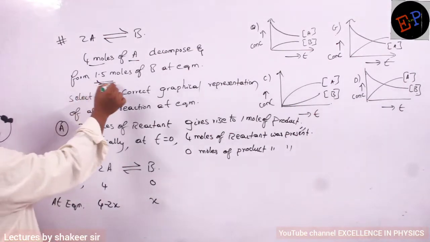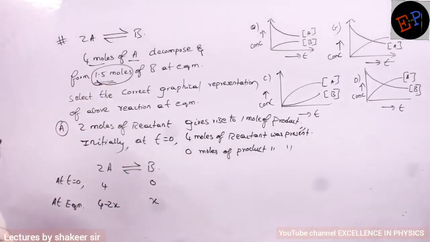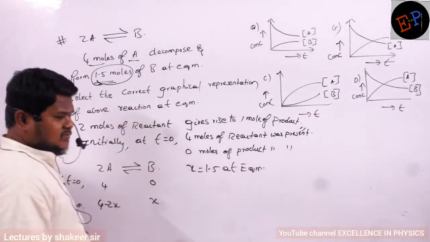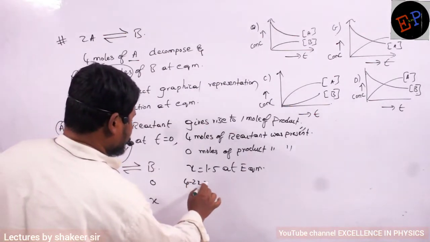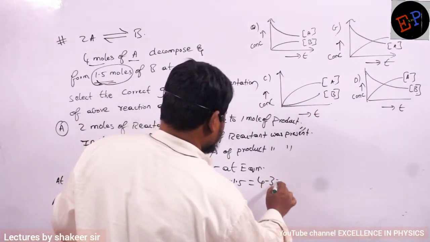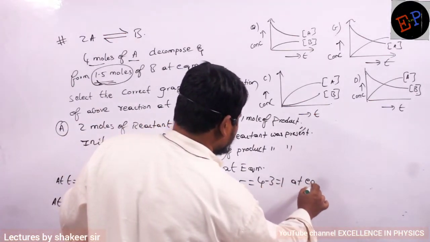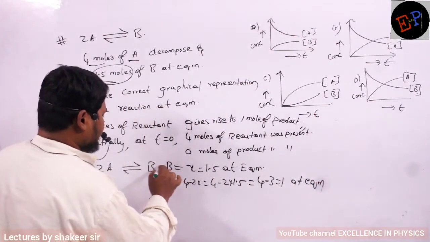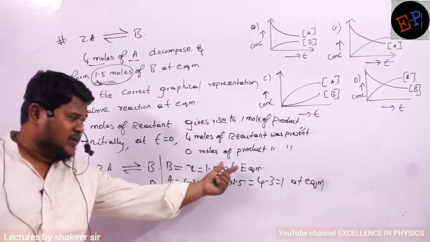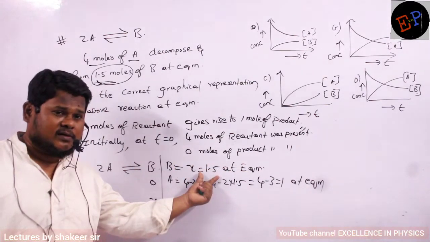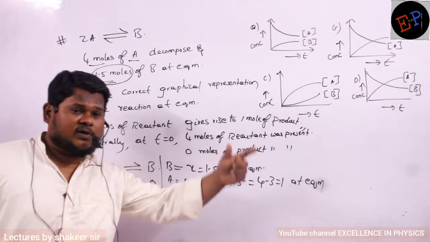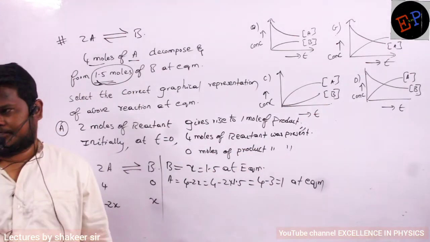And the x value is how much? X value is 1.5, already given, no? X value is 1.5 at which position? At equilibrium. Okay. So therefore 4 minus 2x, 4 minus 2 into 1.5 is how much? It is 4 minus 3, it is 1 at equilibrium. Are you able to understand? So this is related to B and this is related to A. Clear? So at equilibrium, how many moles of product is there? 1.5 moles of product is there. How many moles of reactant is present? Only 1 mole of reactant is present at equilibrium. Are you able to understand?